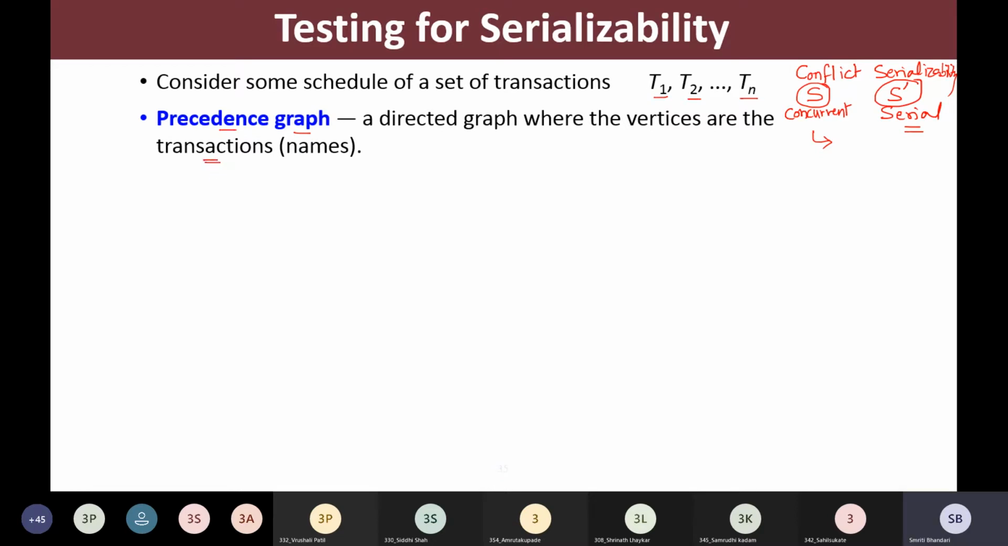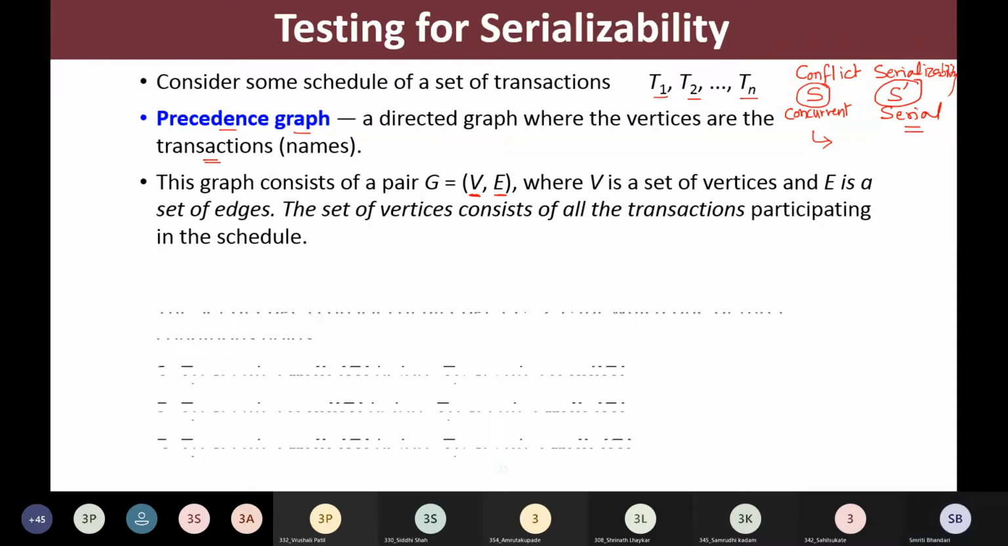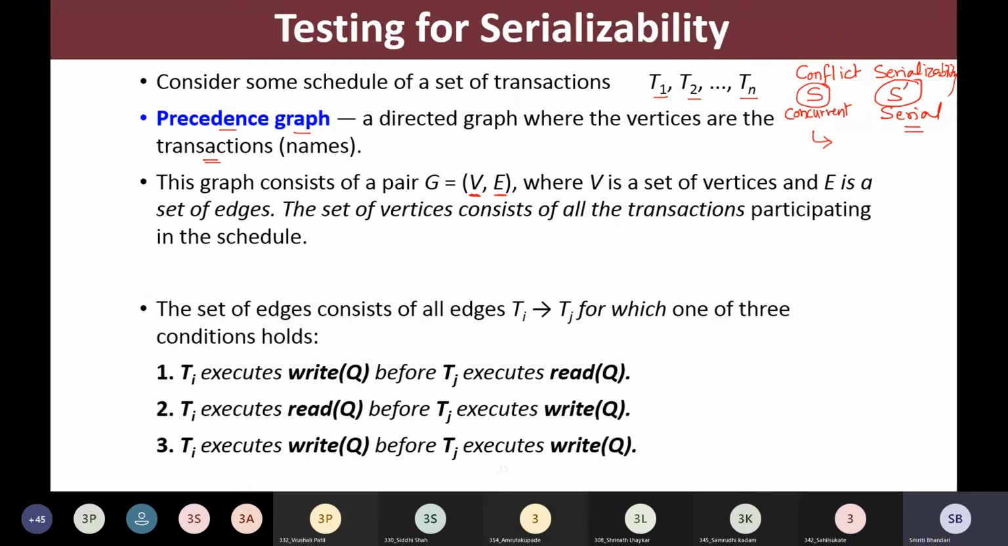So we are going to draw a precedence graph wherein we are having the vertices in the graph. Those are representing the transactions that are participating in the schedule, right? So this graph consists of a pair of the form V comma E, where V is the set of vertices and E is the set of edges. So as I mentioned, the set of vertices consists of all the transactions that are participating in our schedule. So how to draw out the edges, right?